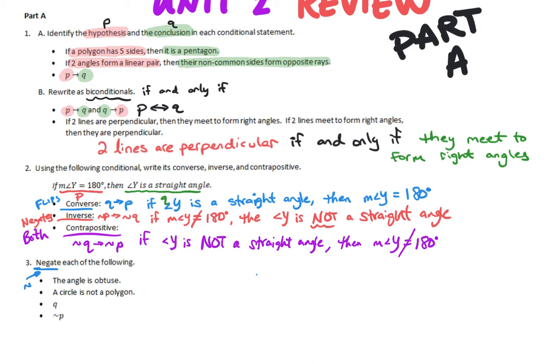The angle is obtuse. No, it's not. We'll negate it by saying the angle is not obtuse. Okay. Up next, the circle is not a polygon, so we'll negate it by saying the circle is a polygon. So just saying the opposite of whatever they say. It's kind of like being married.